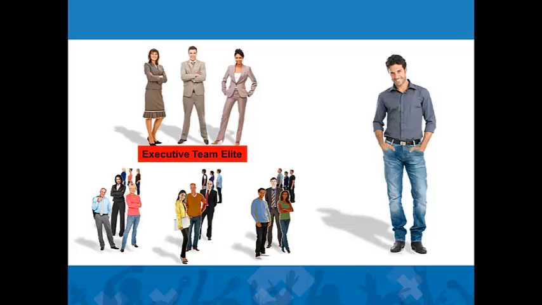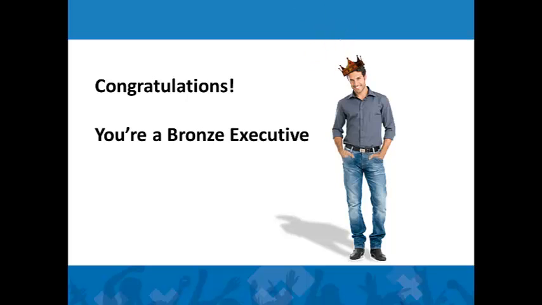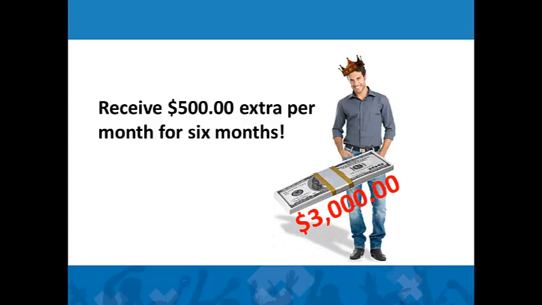Now those guys are Team Elite executives, and they've each earned $1,500. What do you think happens to the enthusiasm? Of course, it's exponential. It grows in your group. And by the way, congratulations, you are now a bronze executive. You're going to receive $500 extra per month for 6 months. That's on top of all the other bonuses that you're earning, as long as you stay qualified at the bronze level.